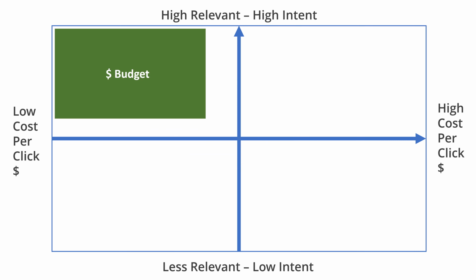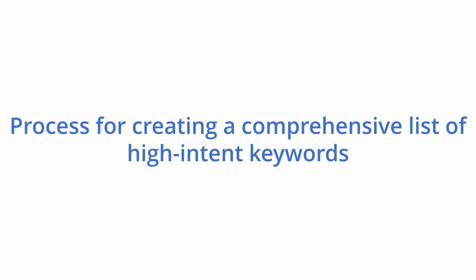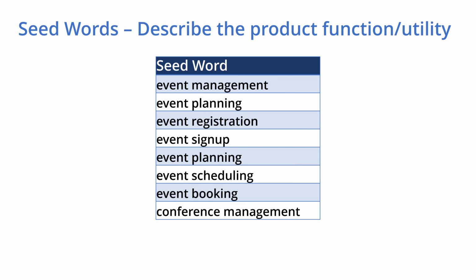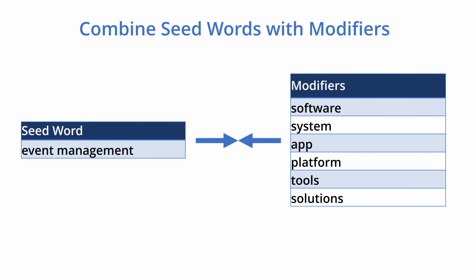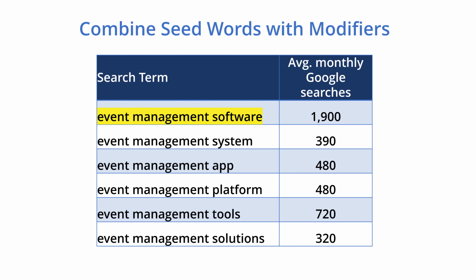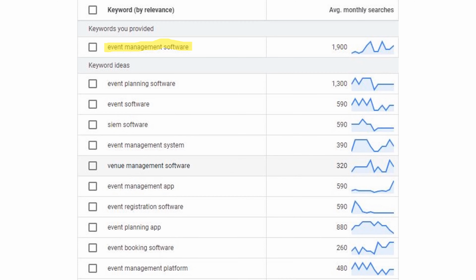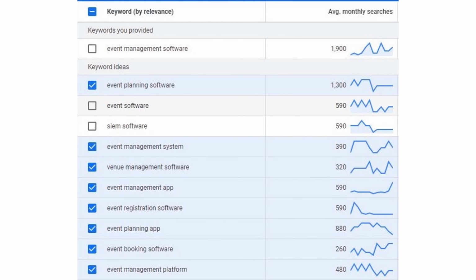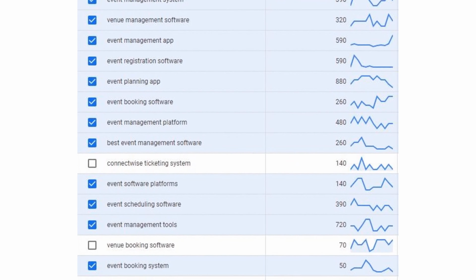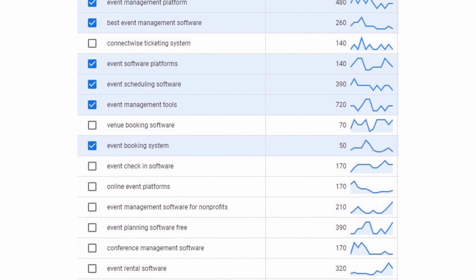When creating a comprehensive list of high-intent keywords, you first start with all of the words and phrases that prospects might use to describe your product or the functionality or utility of your product. Then you create a list of B2B modifiers and combine the seed phrases with the modifiers. To get a list of highly relevant search terms, you then plug each search term into Google's planner to get related keywords. Here we select the search term event management software, and these are the ideas that we get back. We then go through the list of ideas, select any that meet our criteria for relevancy or intent, and add them to our list of keywords to target.